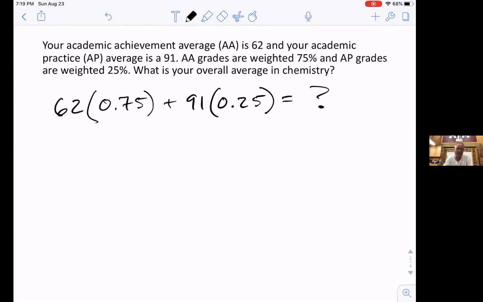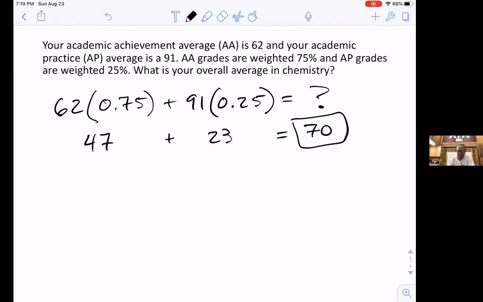You would, of course, have to average all of your academic achievement grades based on their weight, number of times, to get 62, and the same with your practice of 91. But anyway, if I multiply these out, this one ends up being 47. This ends up at 23, and so your overall average would be a 70. Even though you're failing all your tests, you're still passing the class. 70 is not really what we're hoping for, but you kind of get the idea, especially with a 91. You're carrying yourself with your homework, so make sure you do your homework.